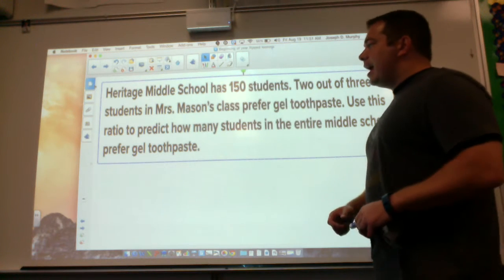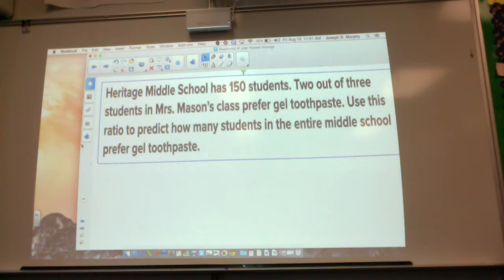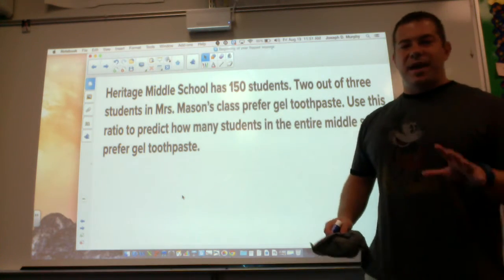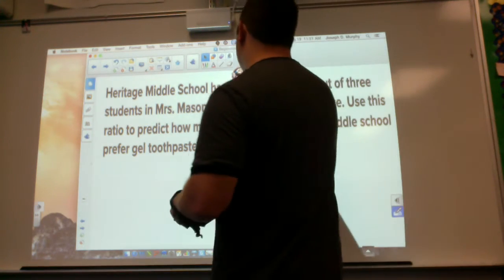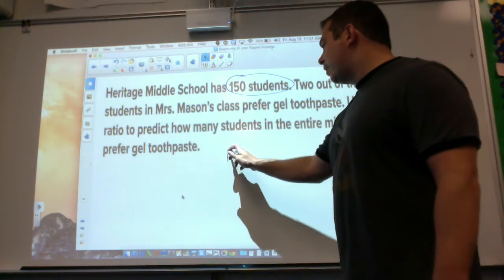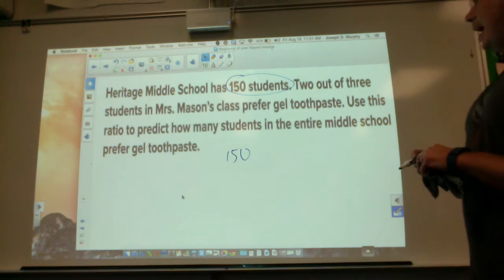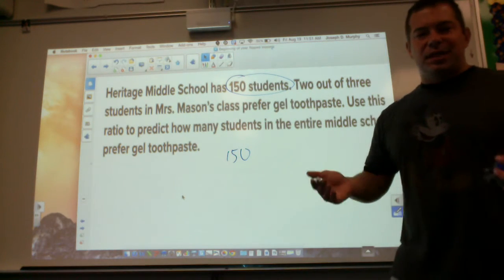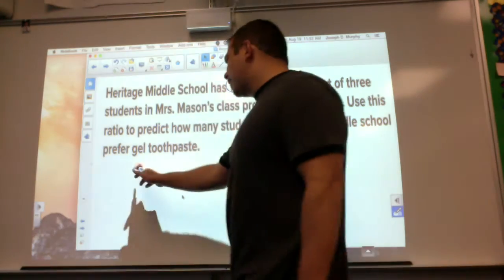Example 1. Heritage Middle School has 150 students. When I do a problem, I kind of slow myself down and think, okay, this school has 150 students. Keep a note to myself. Maybe I'll even just write it down. 2 out of 3 students. Right there, those are trigger words. I'm seeing a ratio here. I'm going to write that down.